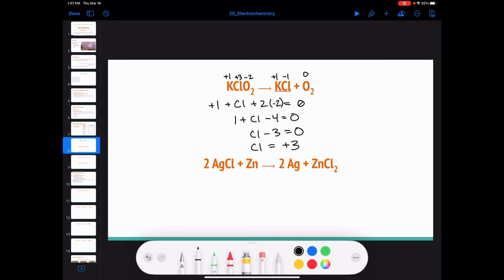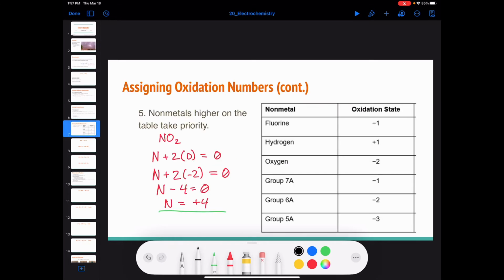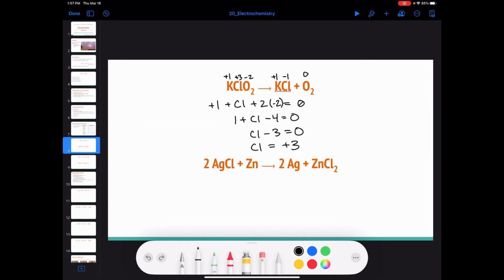Okay, and again, notice that in the table, normally we would give chlorine a -1, but it was last on the list, so it didn't get its pick. It gets stuck with the +3. And again, these are not charges. That chlorine in that molecule does not actually have a +3 charge, but we're bookkeeping our electrons, okay? Cool. Let's try another one.